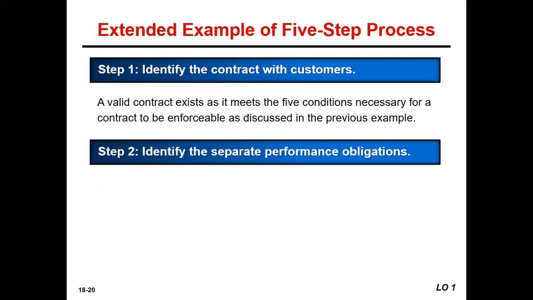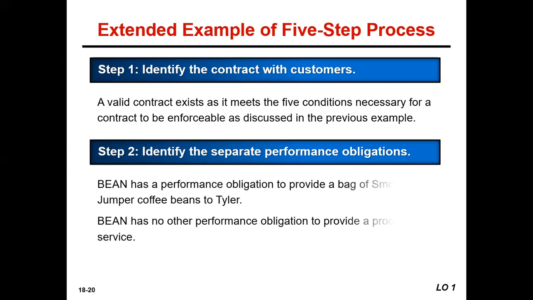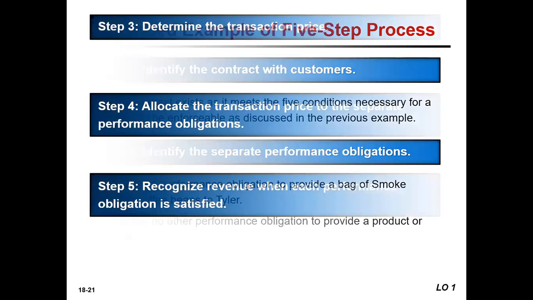So as we required earlier, we identify the contract with customers. So we have the definition here. Second, identify the separate performance obligations. The performance obligation of BIN is to provide a bag of smoked jumper coffee beans. So in this example, BIN has no other performance obligation to provide a product or service.